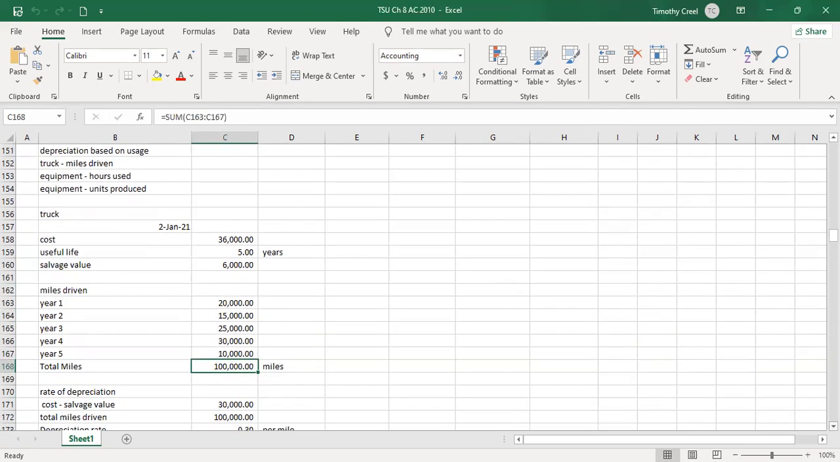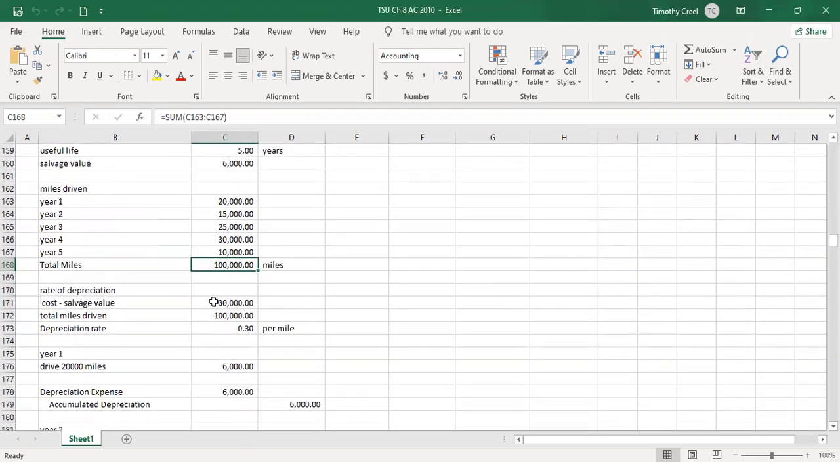So basically what we would do in this case is if we want to find the rate, we would take the cost minus the salvage value. So that'd be 36,000 minus 6,000. We'd divide it by the total miles driven, and we would get 30 cents a mile.